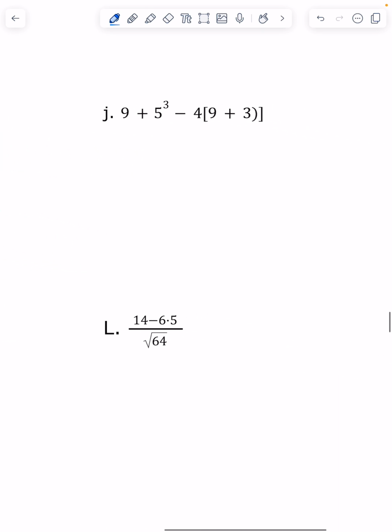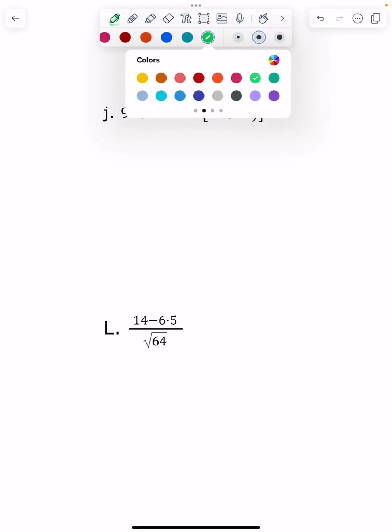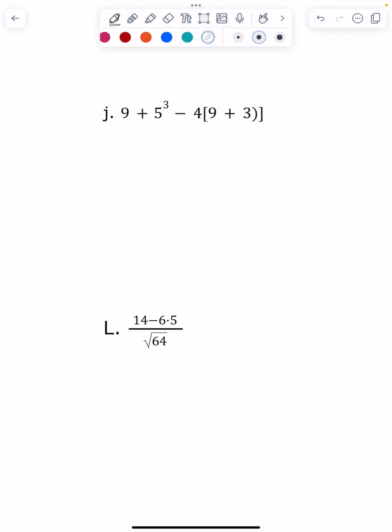Example J, 9 plus 5 cubed minus 4, bracket 9 plus 3. Oh, I think there's an extra parenthesis in there that doesn't need to be. I'm going to white it out. It'll probably be fixed on your version of it. But in the meantime, let's try that again. 9 plus 5 cubed minus 4 bracket, 9 plus 3 close bracket.